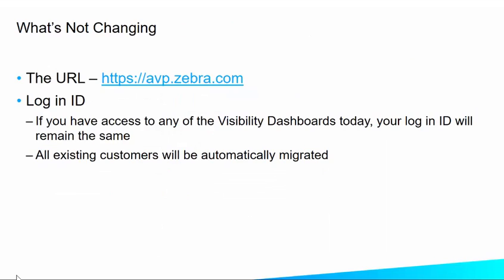Okay, what's not changing? Great news. The URL avp.zebra.com is the same URL that you've been using up to now. That's not changing. Login ID. If you already have access to one of our visibility dashboards today, your login ID will remain exactly the same. All existing customers are going to be automatically migrated over. That includes partners as well.